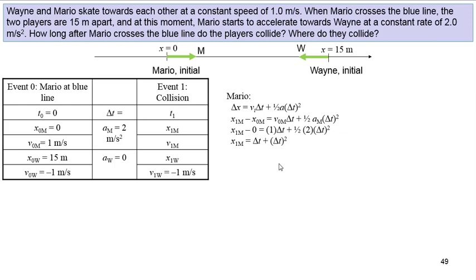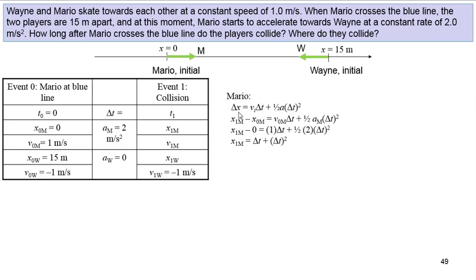In this case, I need to use my full kinematic equation. It's not the simple delta x equals v delta t that we had previously because there is an acceleration here. I chose this equation because I want to deal with the displacement, and I want to deal with time, which shows up in both Mario and Wayne's equations. And then I know my acceleration and I know my initial velocity. So this is the basic equation I'm going to use.